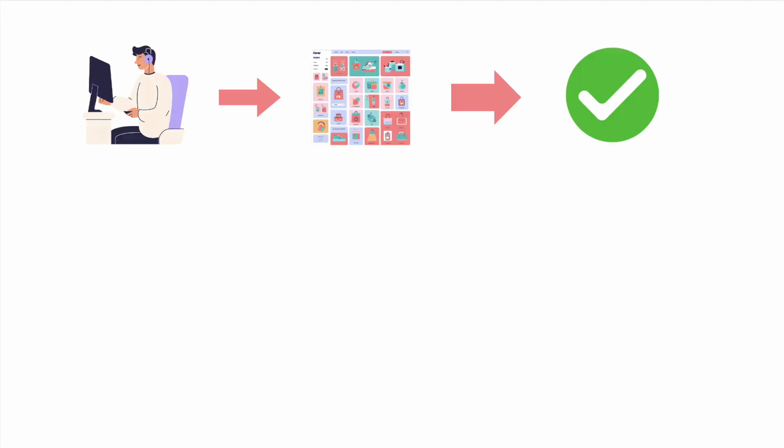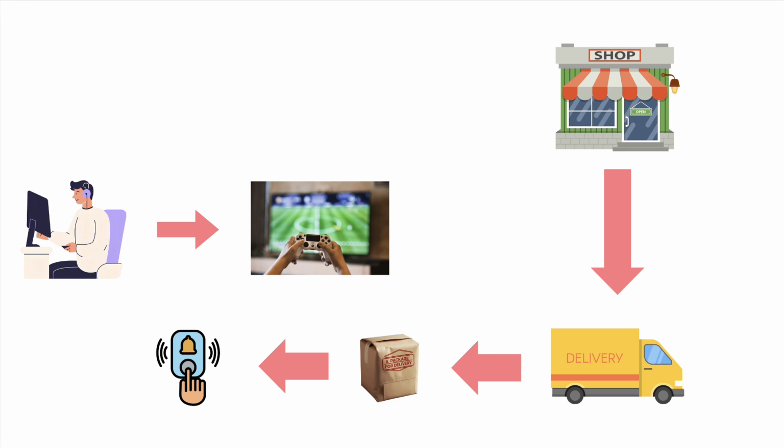Let's use another analogy. Imagine you're ordering a package online. You place your order and you receive a confirmation email. You don't have to sit there and wait for the delivery truck to arrive. Instead, you receive a notification when the package has been delivered to your doorstep. You're free to do other things while the delivery service handles the logistics.